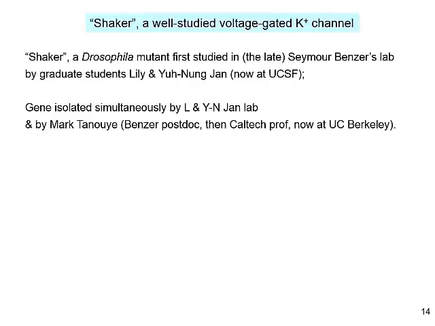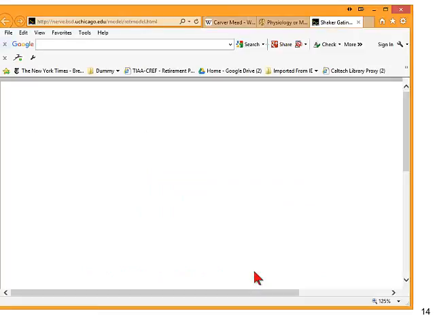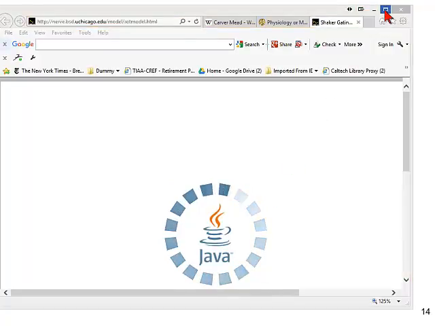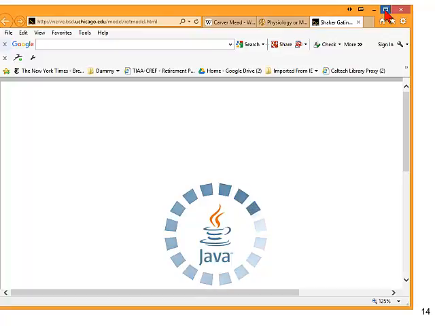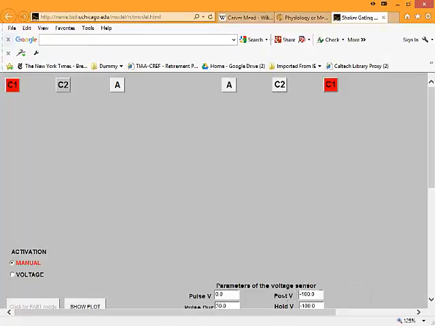And if I have my wits about me, we are going to simulate the gating of Shaker, and we're going to use Francisco Bezanilla's simulation programs at the University of Chicago. So here goes. This is Java, and you have to convince Java that it's not going to rob you or steal your identity.